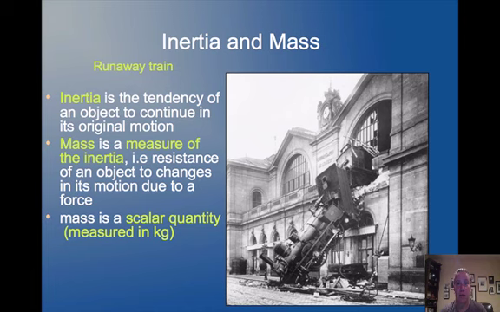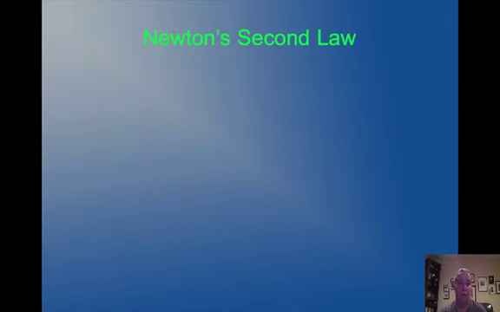To us, mass, of course, is a scalar unit. It is a quantity without direction. It just has an amount, and we measure that in kilograms. The amount of inertia an object has is based on its mass. More massive, more inertia. Less massive, less inertia.